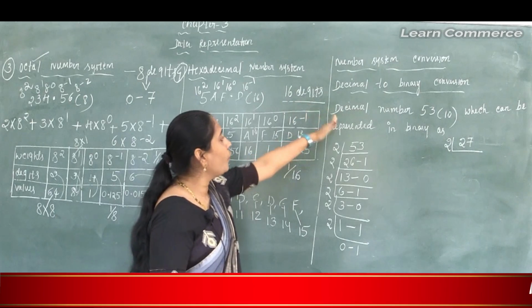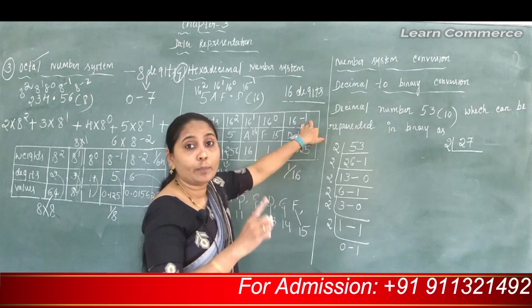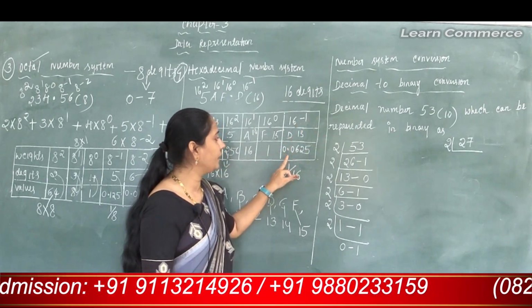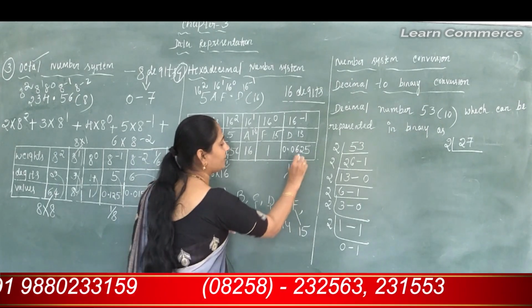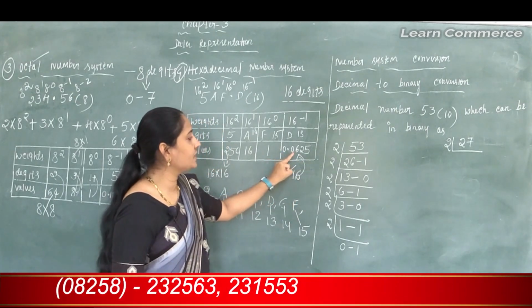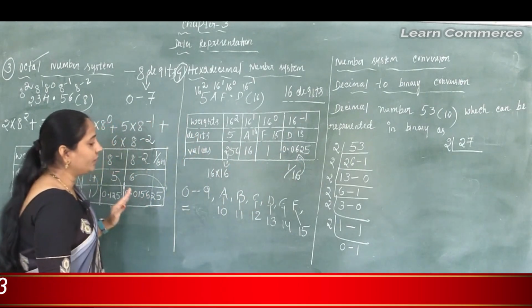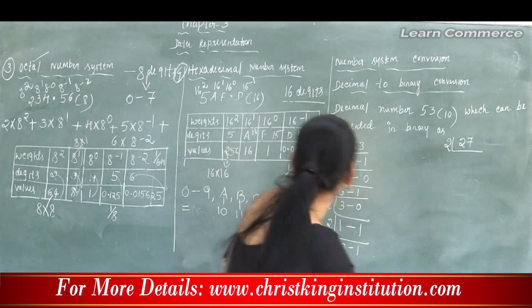If there is any more negative power, 16 to the power of minus 2 gives the value 1 by 256. But 16 to the power of minus 1 gives 1 by 16. What value do we get? 1 by 16, the value is 0.0625. Okay? And afterwards we know how we need to make the representation, such a representation we can do.